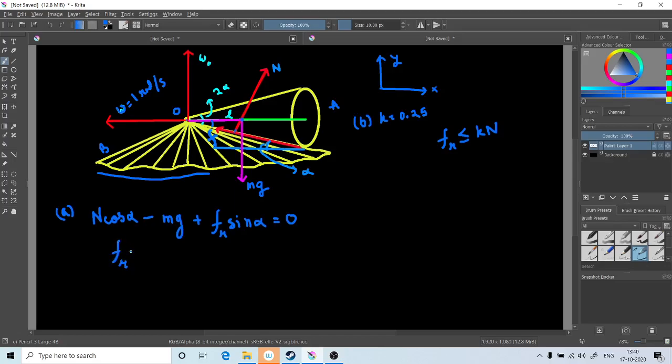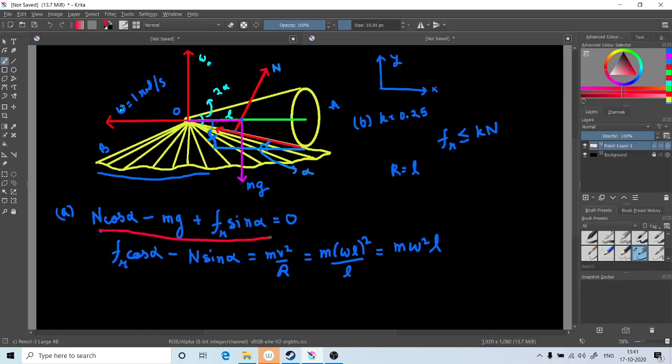And equating along the horizontal axis, that is x, we get fr cos alpha minus n sin alpha equals m v square by r, where r is equal to L. Instead of v we can write omega L, so m omega square L squared by L, that is m omega square L. So we get our first equation and our second equation.